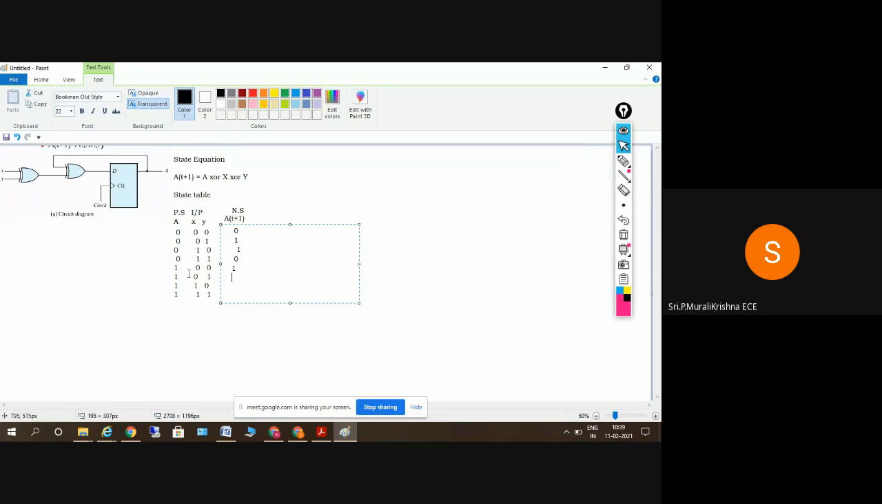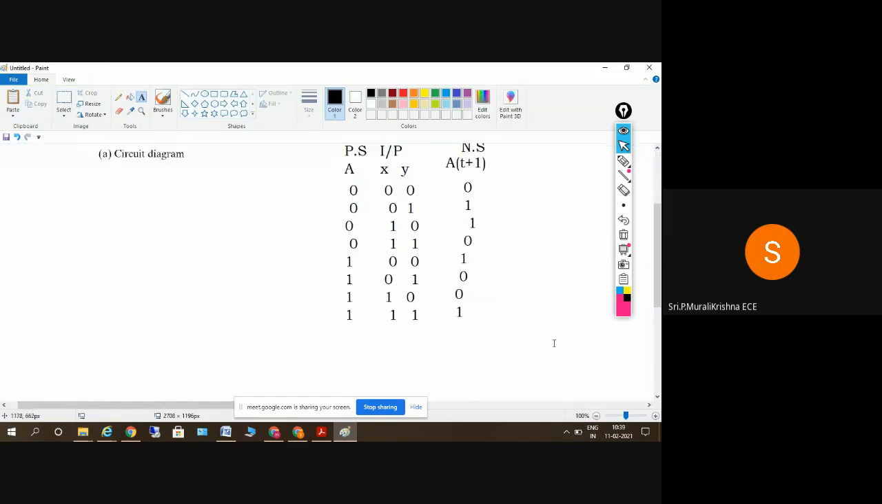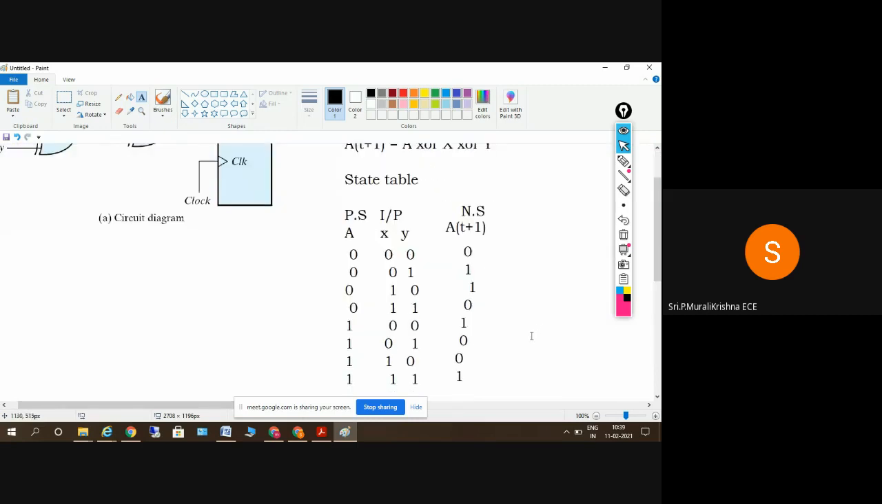So 1 XOR 0 is 1, and 1 XOR 0 is 1 here. So 1 XOR 0 is 1, 1 XOR 0, 1 XOR 1 is 0. Okay, so 1 XOR 0, 0 XOR 0 is 0 here. So 1 XOR 1 is 0, 0 XOR 1 is 1. Okay, so this is what we'll get here. So this is the state table.